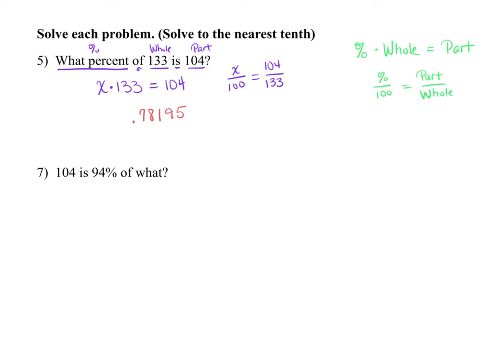So you do need to multiply that by 100. So you will get 78.195, and it keeps going. This says to round to the nearest tenth, which means I need to look at my tenths place and then look to the number to the right of it. 5 or above makes it go up, 4 and below keeps it. This is a 9. So I'm going to take that 1 and make it a 2. So my answer here is going to be 78.2%.